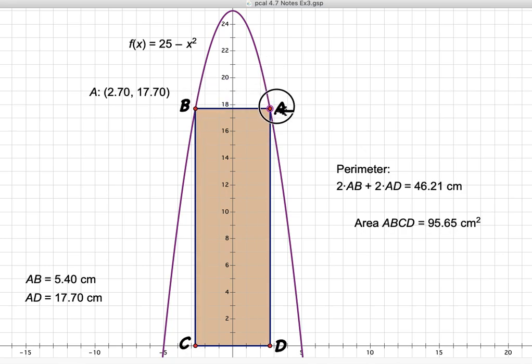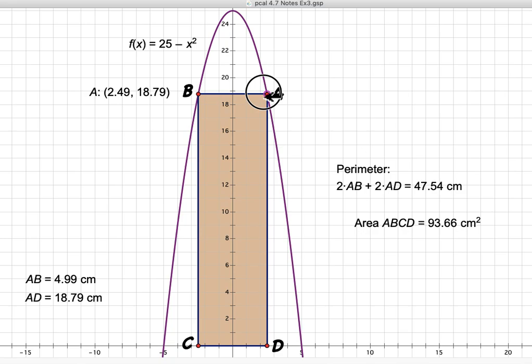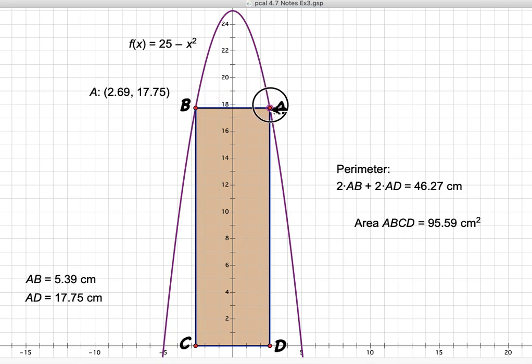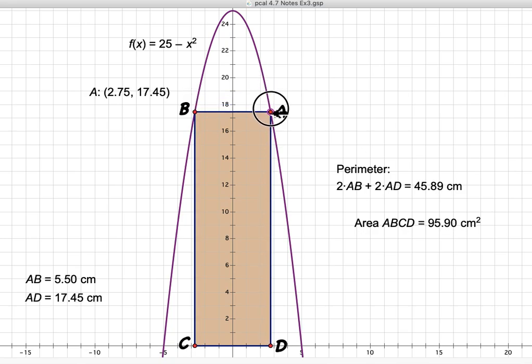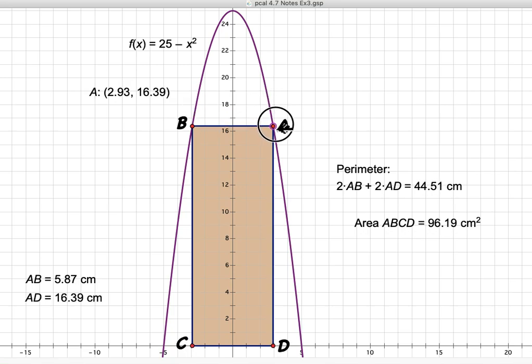I think it's 96.22. At about 96.22, you can see that's where the area starts maxing out. As I move point A down, the area of the rectangle is getting larger and larger, and now as I move it down even further, it's getting smaller and smaller again. So the maximum area of the rectangle is about 96.22, and that happens when the x-coordinate is about 2.9.